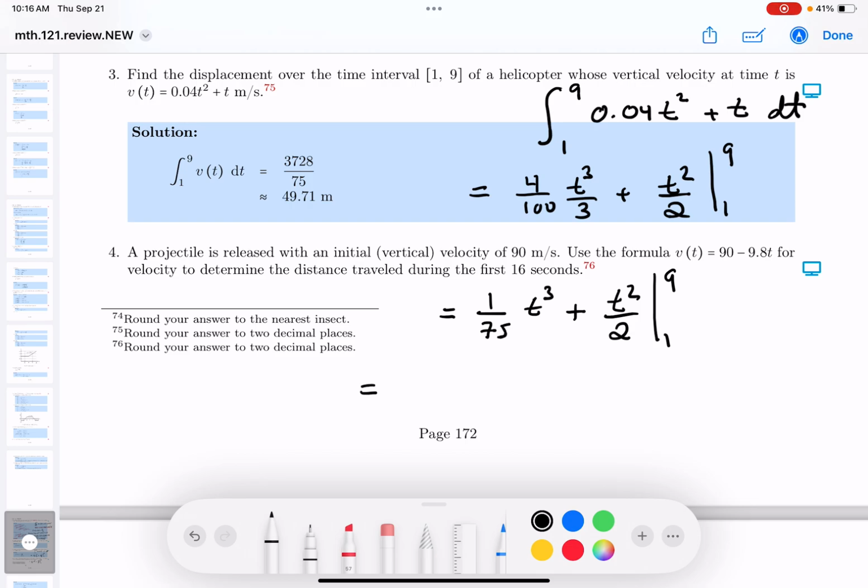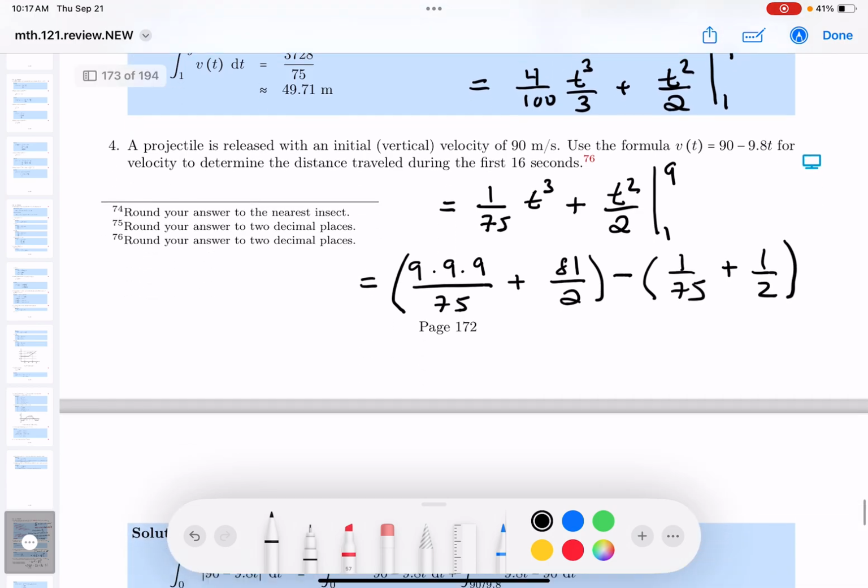And what do you get there? I'm going to write it down for you. 9 cubed, let me write this over here, 9 times 9 times 9 over 75. I'll do that later, by the way. Plus 9 squared. Well, you know what? 9 squared is just 81 over 2. Minus, then you get 1/75, and then you get plus 1/2. All right, I'm going to do some arithmetic now.